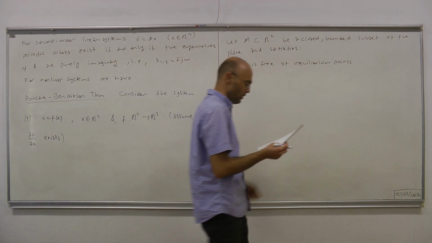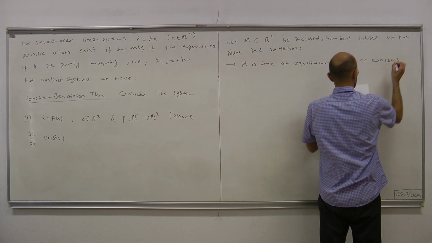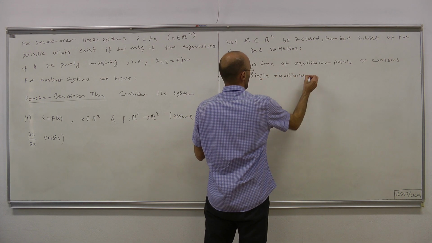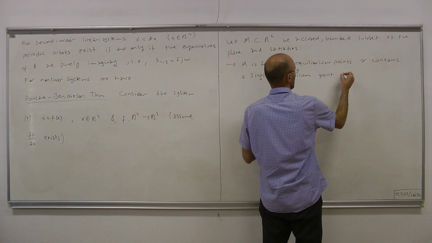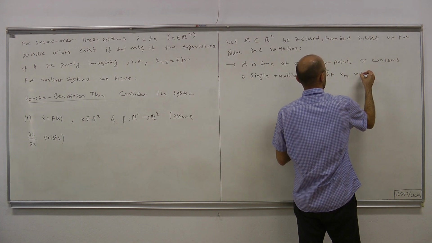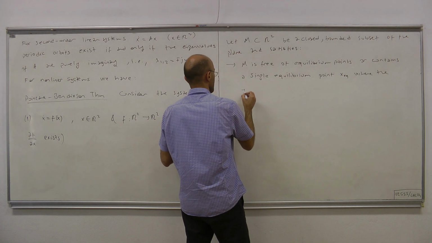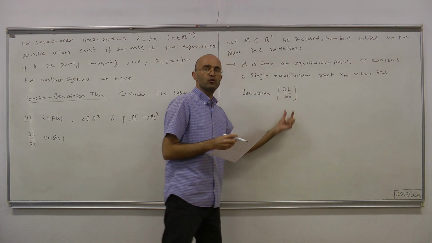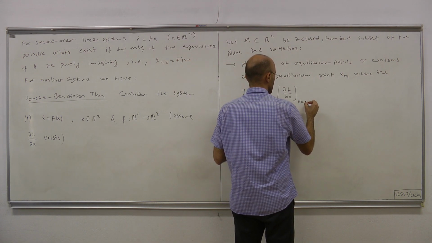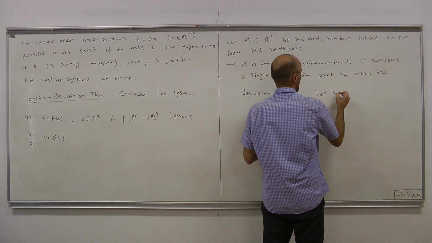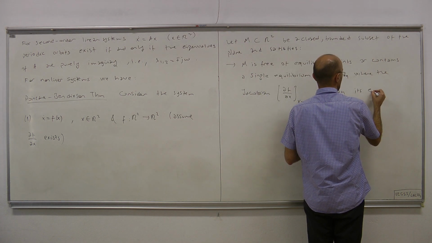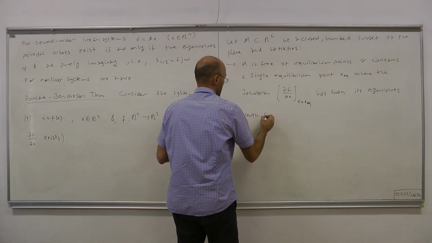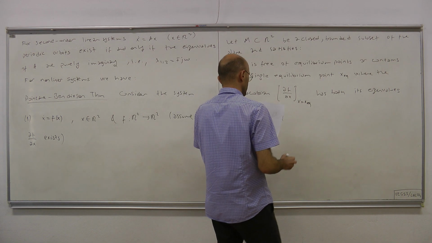Okay, N is free of equilibrium points, or contains a single point, let's call it x_eq, where the Jacobian, the 2x2 matrix evaluated at that particular equilibrium, has both its eigenvalues with strictly positive real parts.